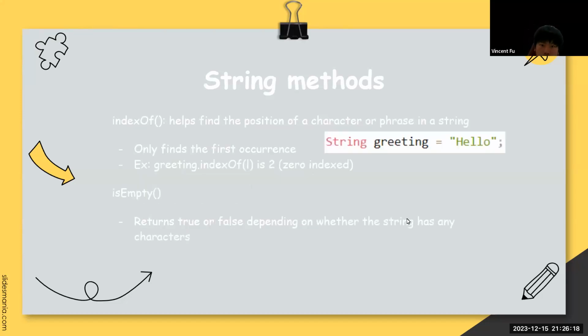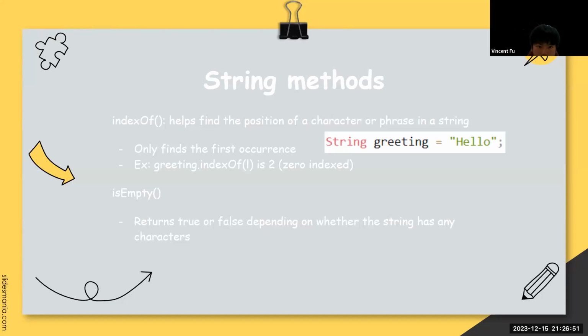Okay, next we have index of. This one helps us find where a letter or phrase is inside the string. For example, if we're trying to find the H inside greeting, we would do greeting dot index of H, and that would return zero because H is the first letter, and this is zero indexed, which means we start from zero.